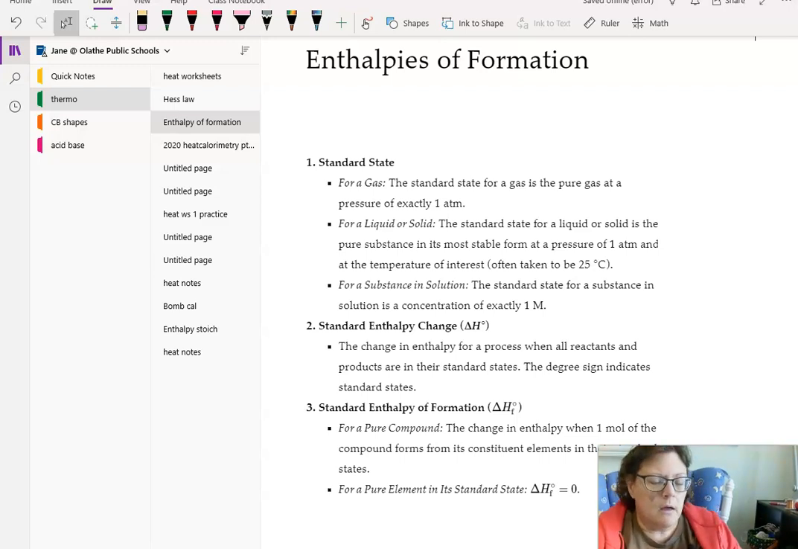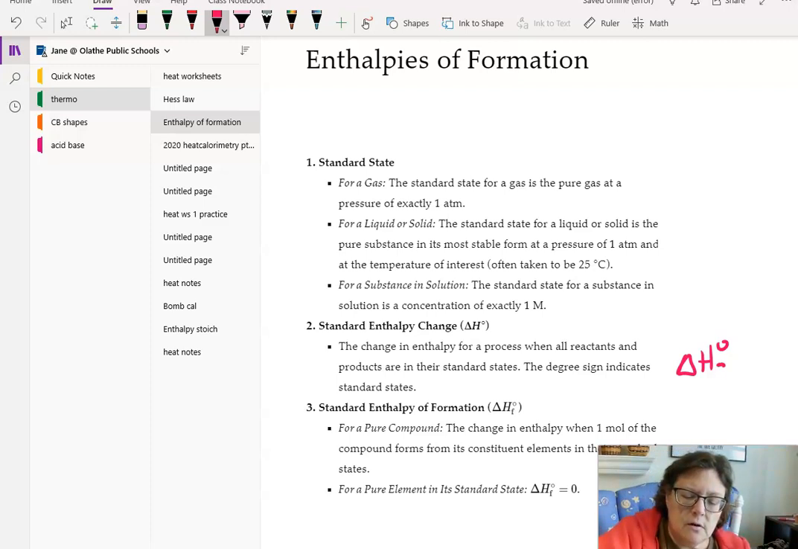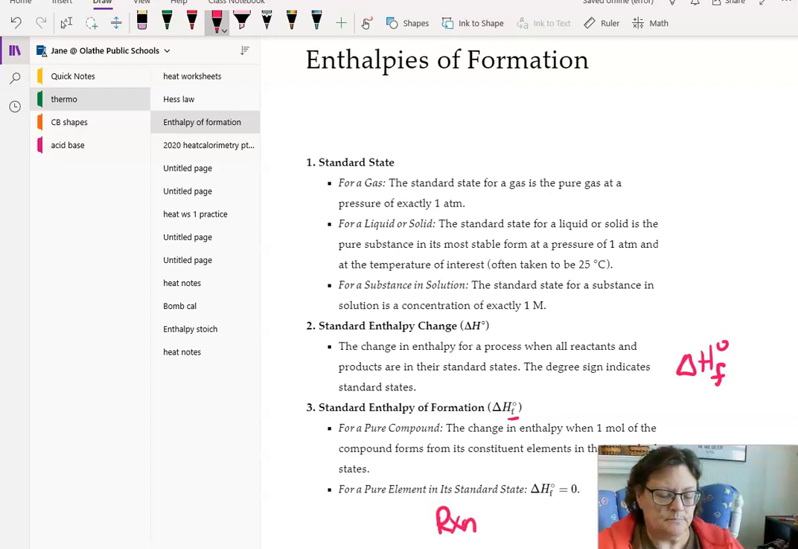Sorry. Standard enthalpy change is the change when all reactants and products are in their standard states. The degree sign tells us the standard state. By degree sign, what we mean is you're going to see something that's a degree sign. The standard enthalpy of formation, we have a little f for formation. If it's a reaction, we have an RXN.